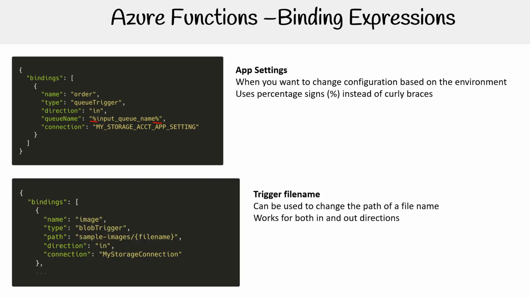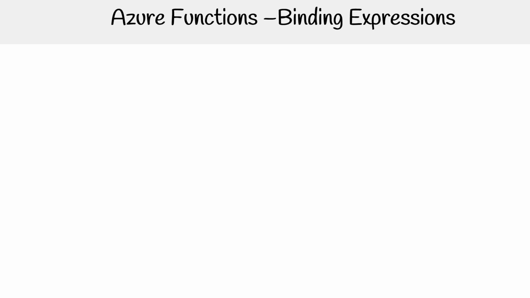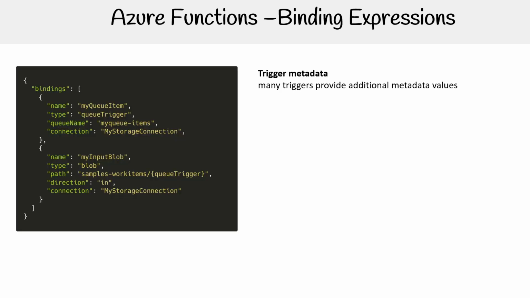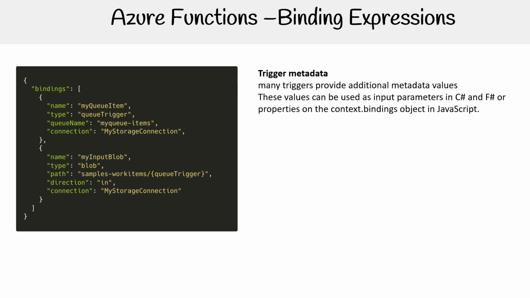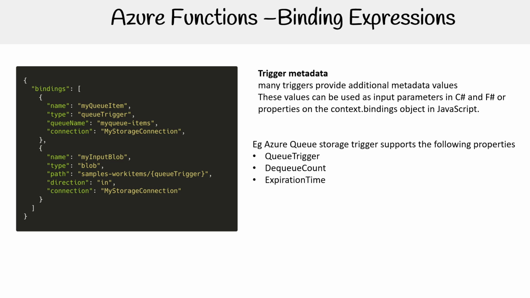And then for trigger file name, this can be used to change the path of a file name. Works for both in and out directions. So here we have the curlies to say for the file name. For trigger metadata, many triggers provide additional metadata values. These values can be used as input parameters for C#, F#, or properties for context bindings and objects in JavaScript. For example, if we're doing Azure Queue Storage, the trigger supports the following properties: queue trigger, dequeue ID, etc. And then you'll notice that they are available here. See, queue trigger is here, typed in camel case.